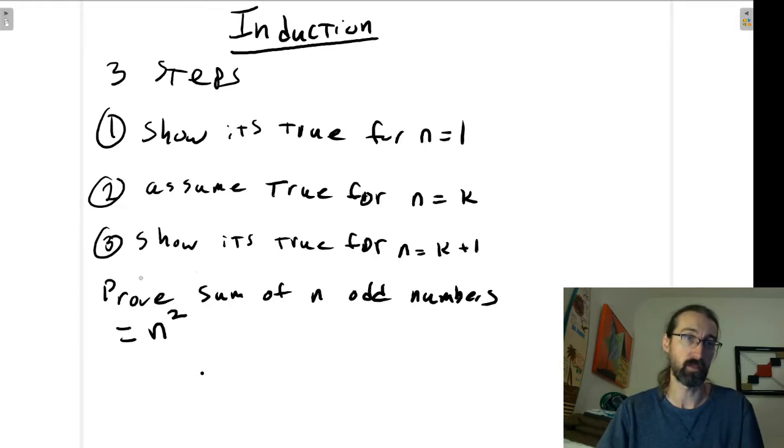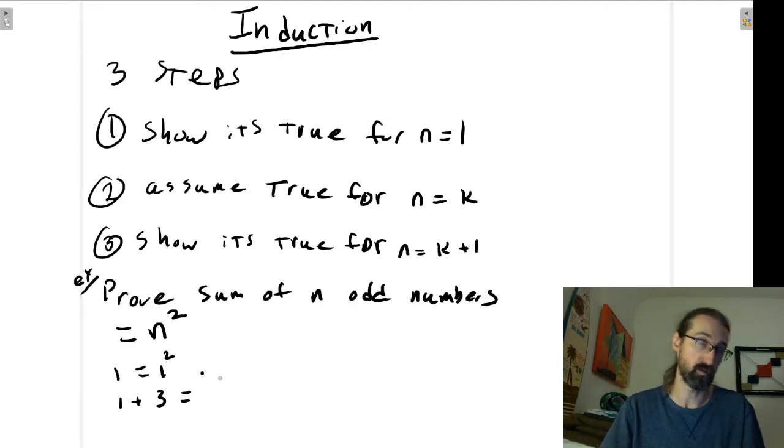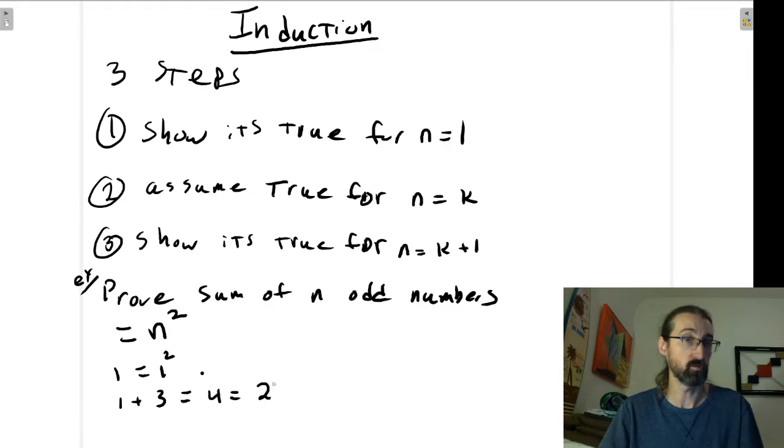Let me show you an example. If I have the number 1, that's equal to 1 squared. That's fine, right? If I have 1 plus 3, the first odd number plus the next odd number, that's 4, which is 2 squared. If I do it again, let's get the next odd number: 1 plus 3 plus 5. 1 plus 3 is 4, plus 5 is 9, which is 3 squared.